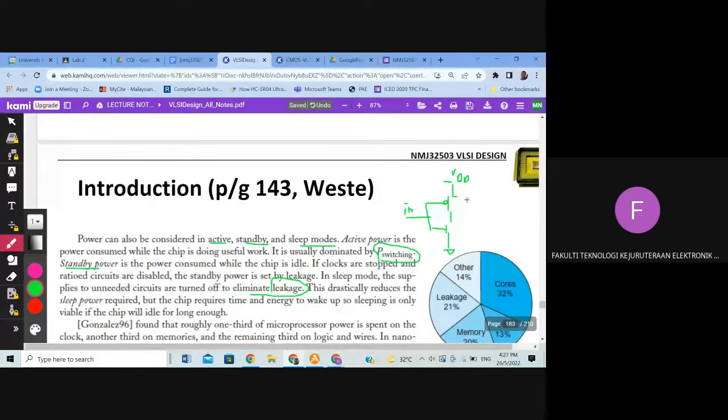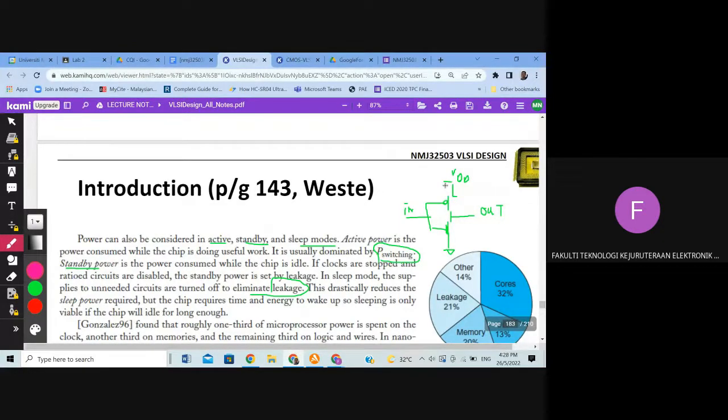Okay, and then you have the output here. Normally for an inverter to work, either the pull-up element or the pull-down element is on. When they do switching, they have a tendency of leaking current during the transition between the two transistors here.